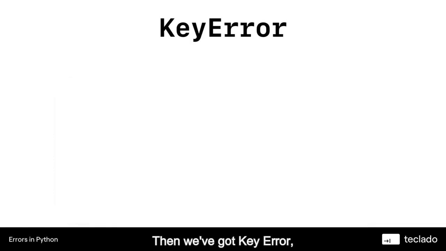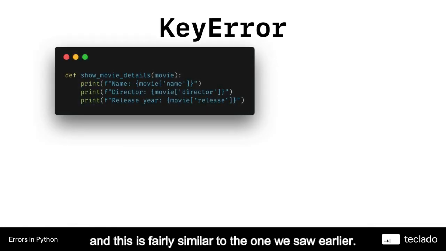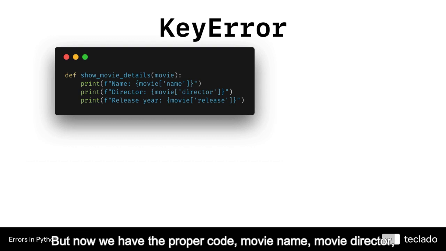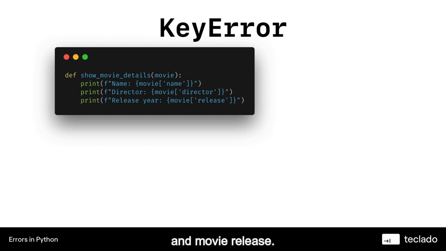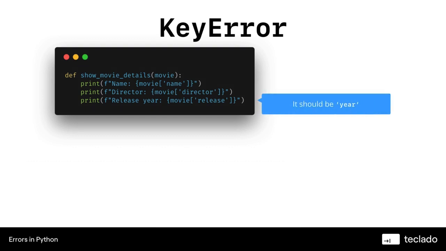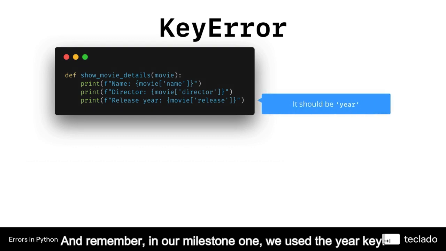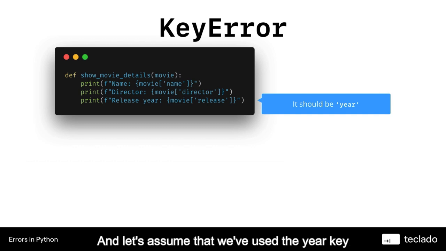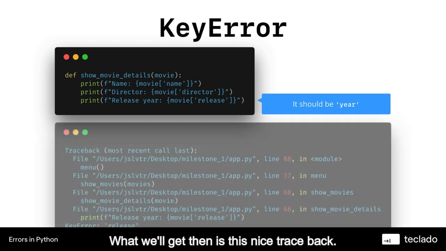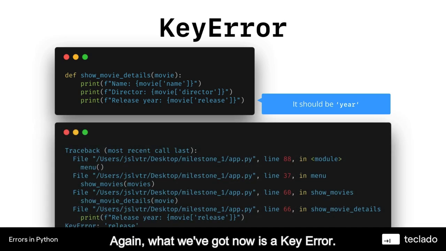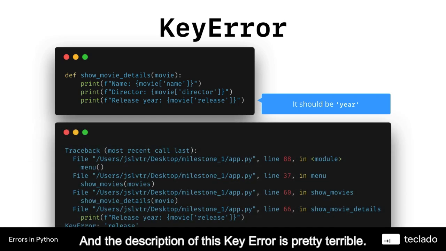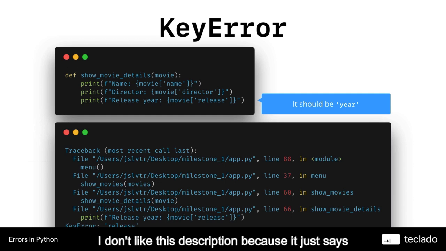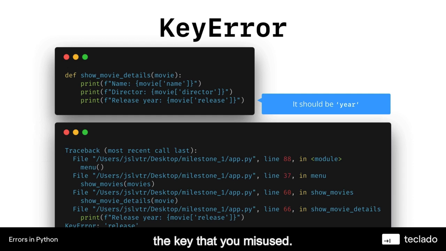Then we've got key error. And this is fairly similar to the one we saw earlier. But now we have the proper code, movie name, movie director, and movie release. However, it should be year. And remember, in our milestone 1, we used the year key. And let's assume that we've used the year key for this bit of code as well. What we'll get then is this nice traceback. Again, what we've got now is a key error. And the description of this key error is pretty terrible. I don't like this description because it just says the key that you misused. So it says key error, release. Not terribly helpful, but now you know that you've used the release key at some point where you shouldn't have.